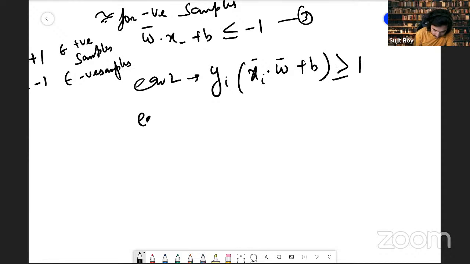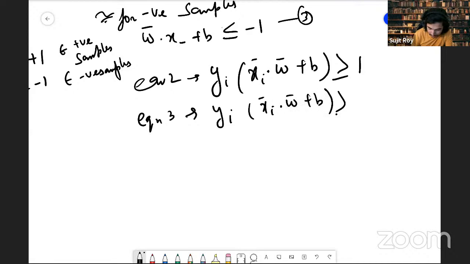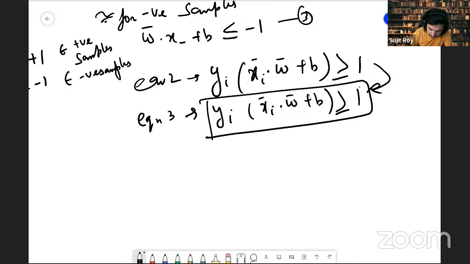Similarly, equation 3, we can write it as y sub i, which is minus 1. So if you substitute it, it will again be x sub i times w plus b greater than or equal to 1. Now you see that both of them are exactly the same. So let's mark it as one of our final outcomes of this equation.